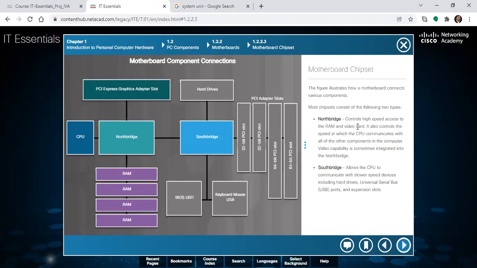So a north bridge controls high-speed access to the RAM and video card. It also controls the speed at which the CPU communicates with all of the other components in the computer. Video capability is sometimes integrated into the north bridge. Now let's look at the south bridge. The south bridge allows the CPU to communicate with slower speed devices, including hard drives, universal serial bus, USB ports, and expansion slots.